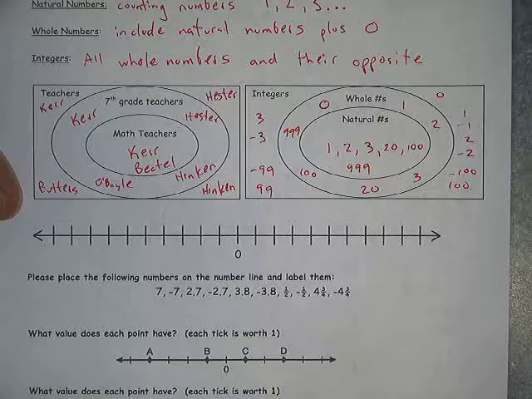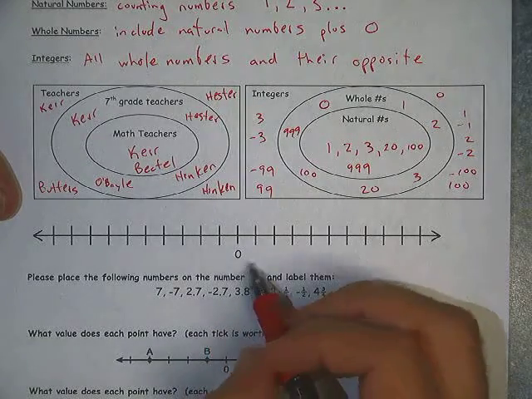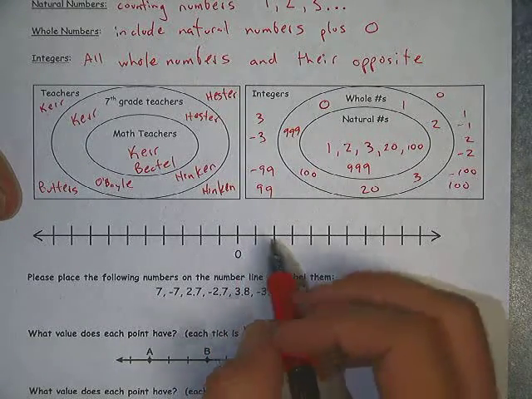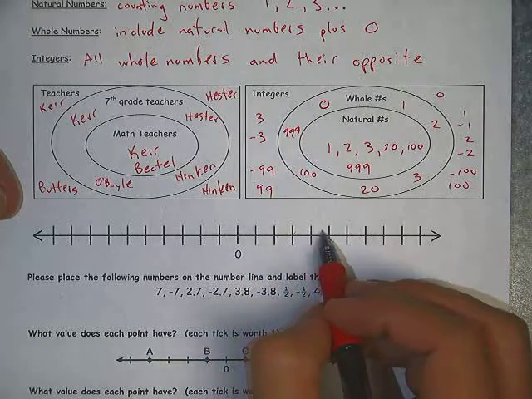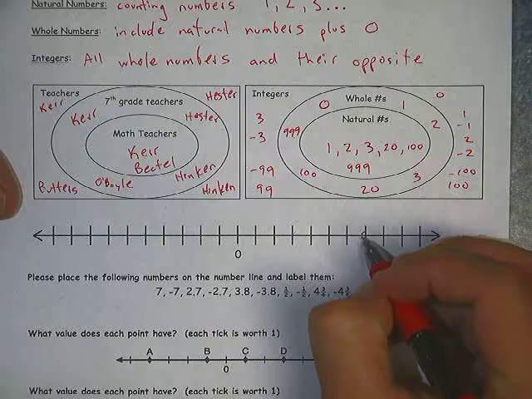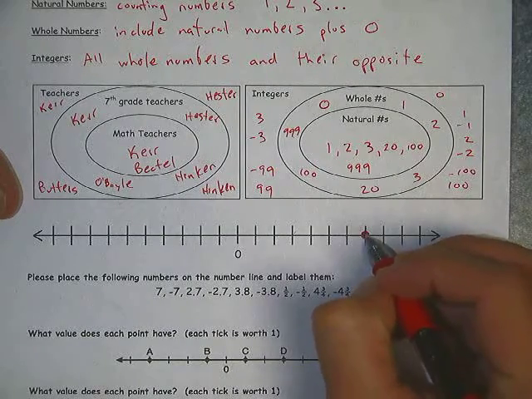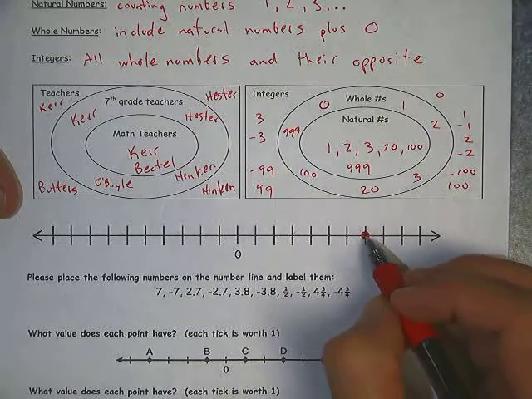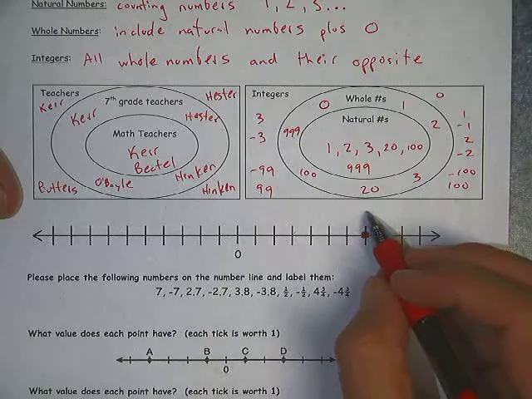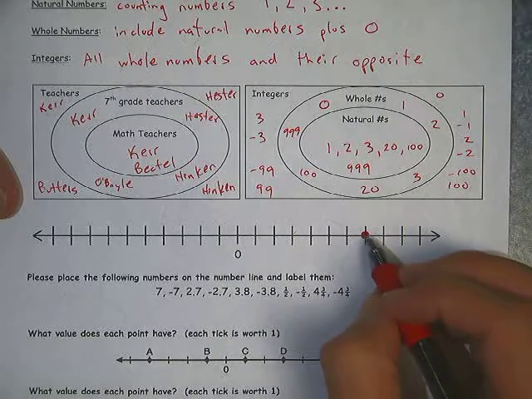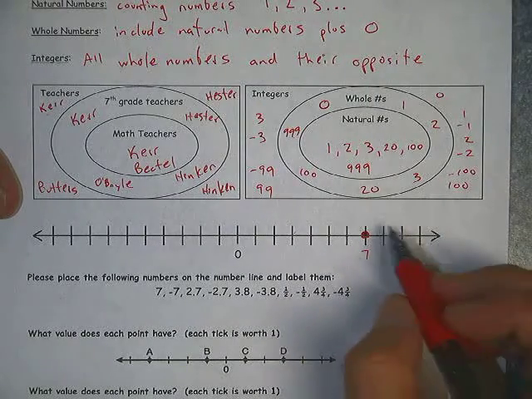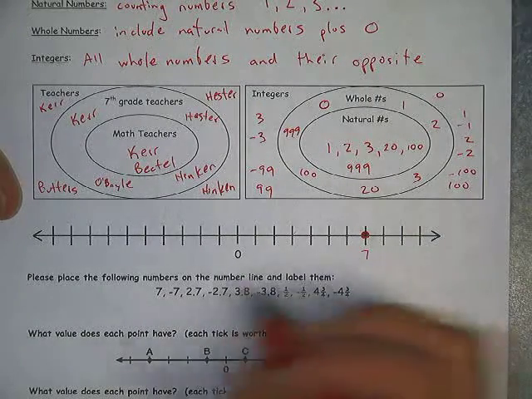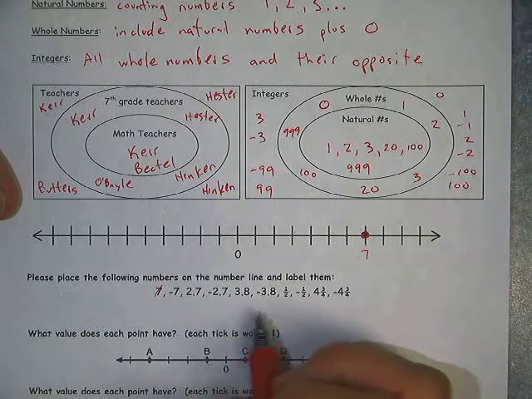And it says, please place the following numbers on the number line and then label them. So we're just going to talk about where do these go on the number line and then how do we label them. So we should be able to find number 7. If we're going to count each one of these as just one spot, it's 1, 2, 3, 4, 5, 6, 7. Now notice where I put the point. It's right on the cross section right here. It's not floating up top. It's not anywhere else. Right on the corner there.